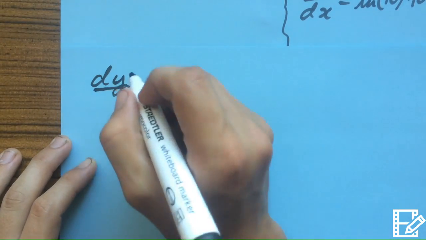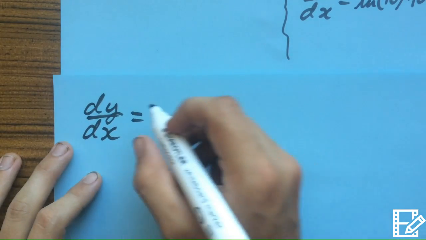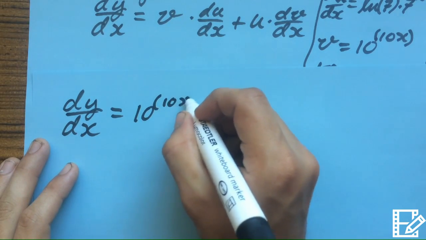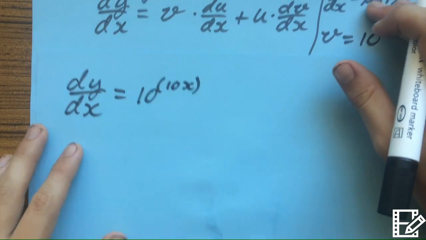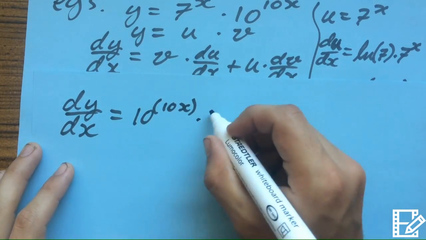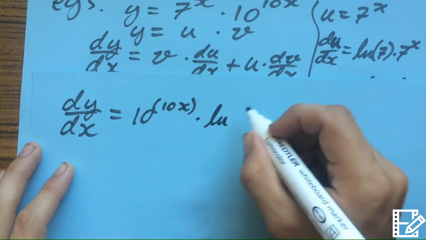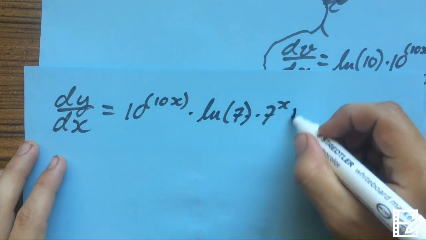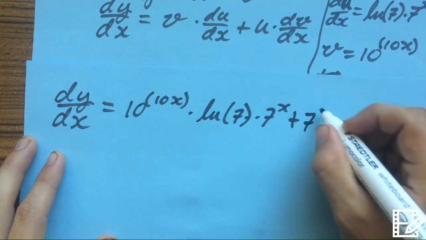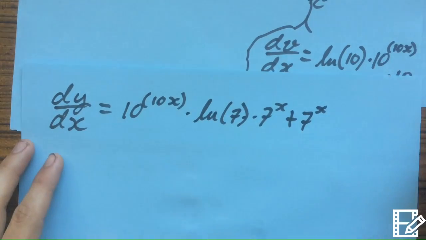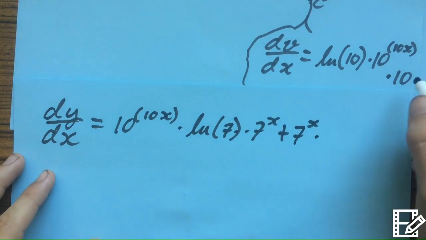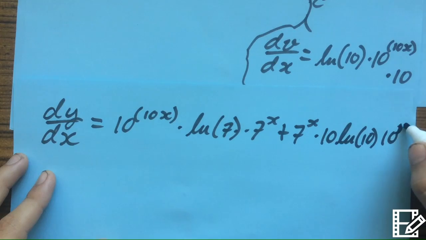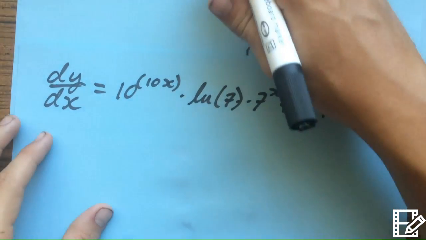So the equation will look like v is 10 to the power of 10x, multiplied by the derivative of u with respect to x, being ln 7 multiplied by 7 to the power of x, plus u, which is 7 to the power of x, multiplied by the derivative of v, and we'll bring the 10 out the front, 10 ln 10 to the power of 10x. That's poorly drawn.